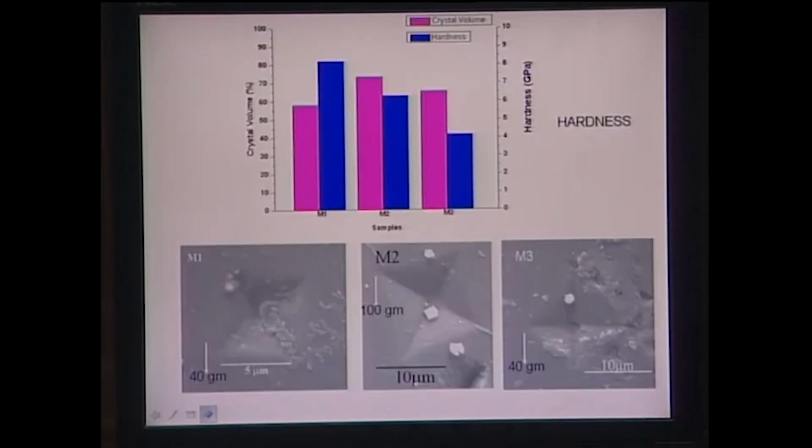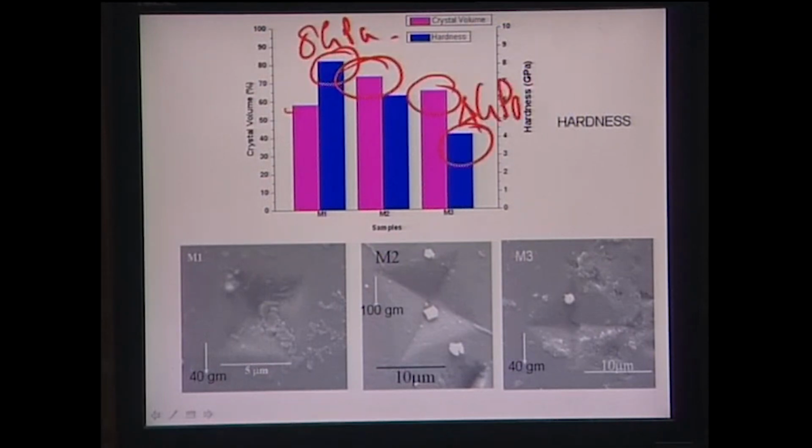Now as far as the crystal volume fraction is concerned, these materials contain up to 60 to 70 volume percent of crystals, and as far as the hardness is concerned, these materials have very good hardness values, around 8 gigapascal. So 8 gigapascal to roughly 4 gigapascal, that is the range of hardness values measured in these glass ceramic materials.